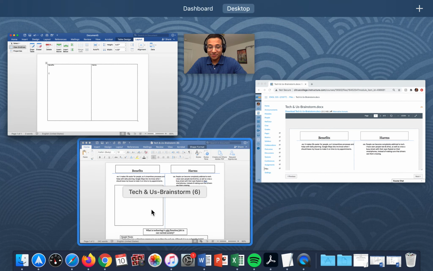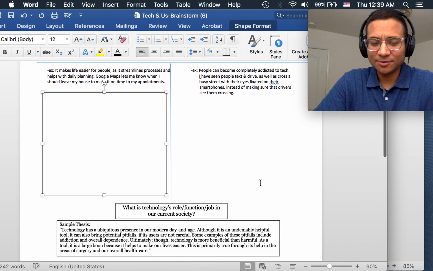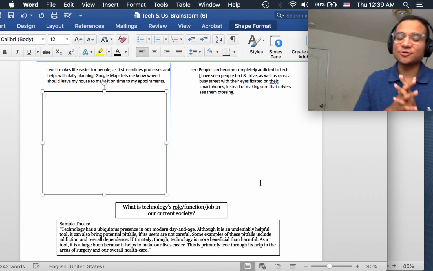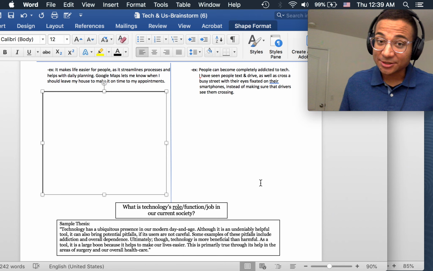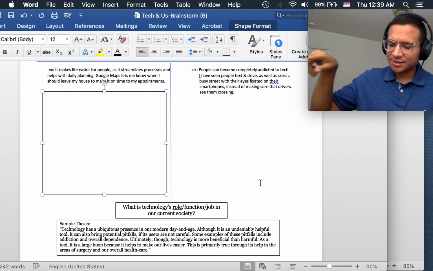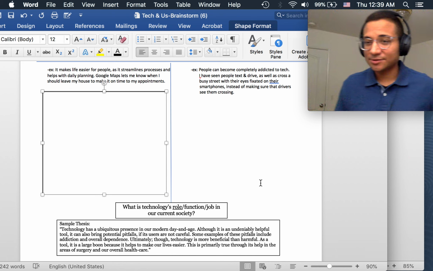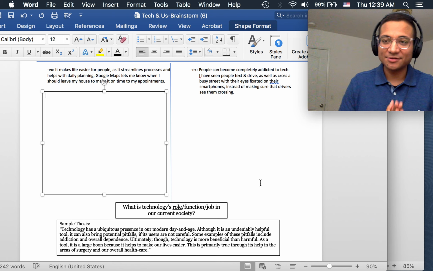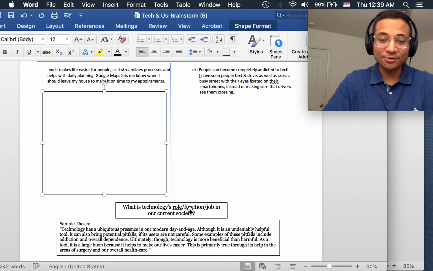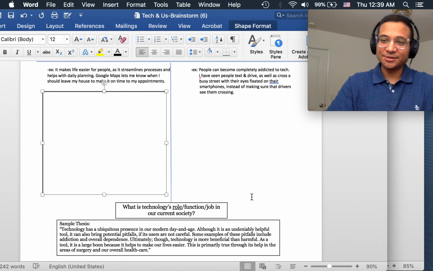And then after you do that, you're going to create a thesis, okay? So you will not get full credit unless you do both the T-chart that says benefits and harms of technology, and the thesis, okay? You need the thesis. That's the second half of this assignment. A thesis is just a claim. A thesis in this case is just you answering the question: what's technology's role, function, job in our current society?